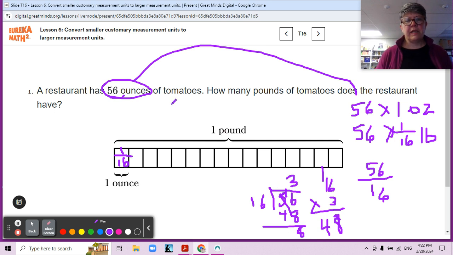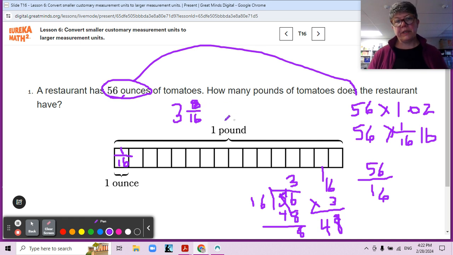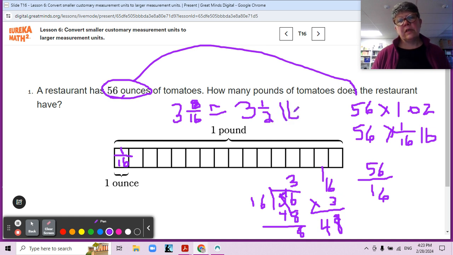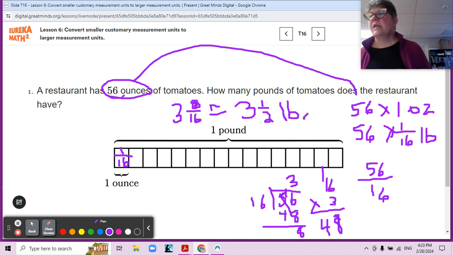Okay, so that would be 3 and 8/16, right? I'm going to make my 8s a little bit better. That didn't really turn out too much better. Now we notice that 8 is half of 16, so we could even make it a little bit better by saying 3.5 pounds. Please write a sentence saying that the restaurant now has 3.5 pounds of tomatoes. Excellent job.